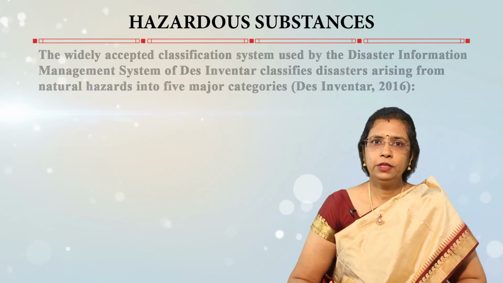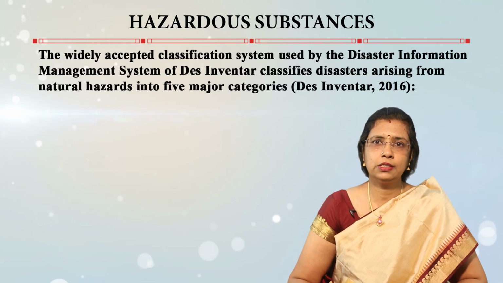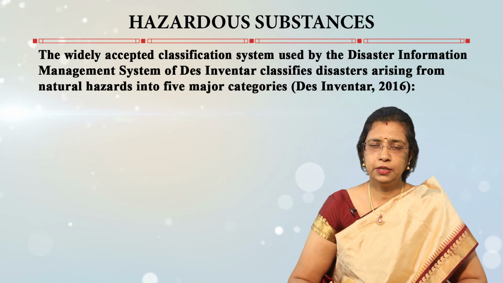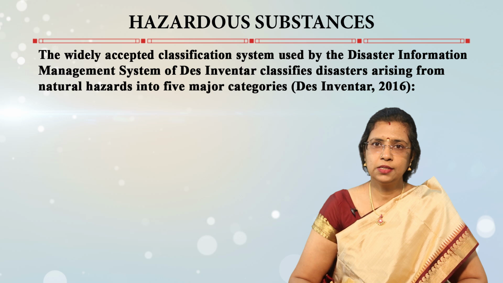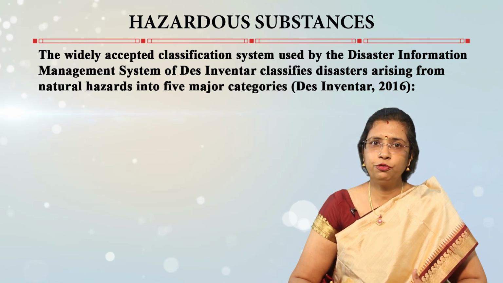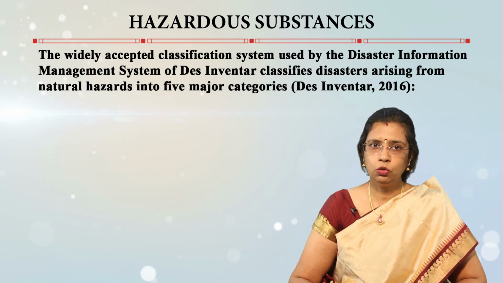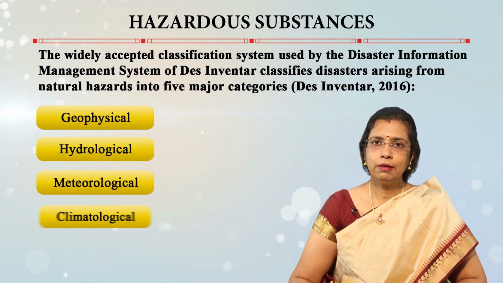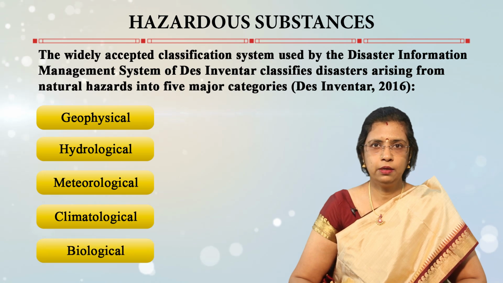Natural hazards. So, the widely accepted classification system that is used by the Disaster Information Management System of DesInventar classifies disasters from natural hazards into 5 main categories. They include geophysical, hydrological, meteorological, climatological and biological hazards.